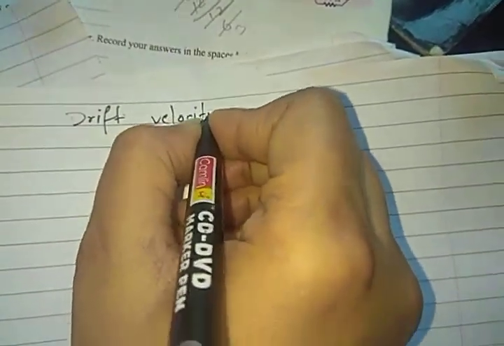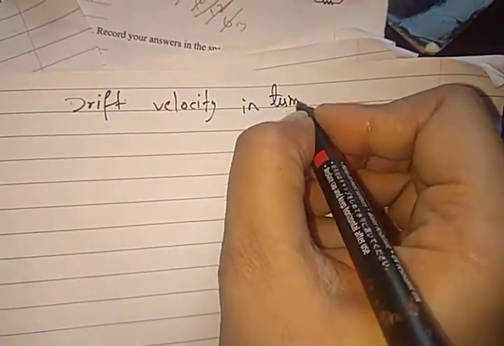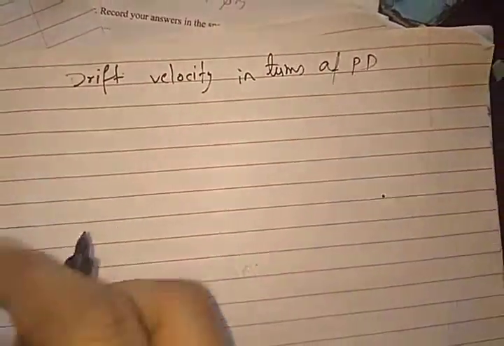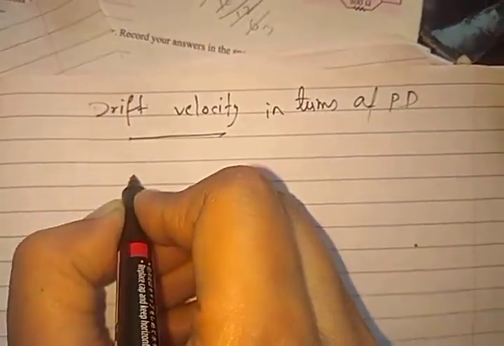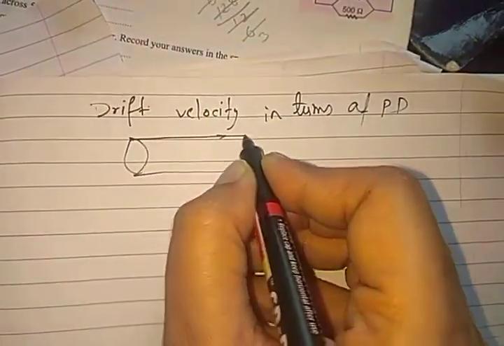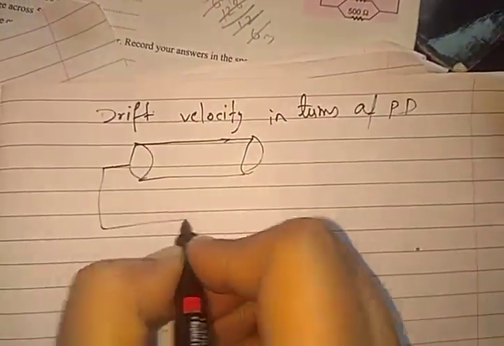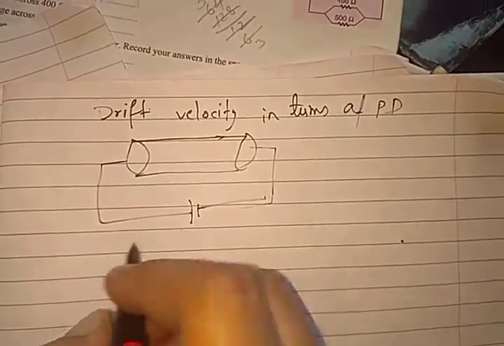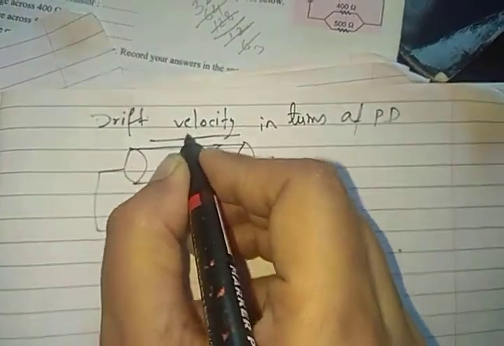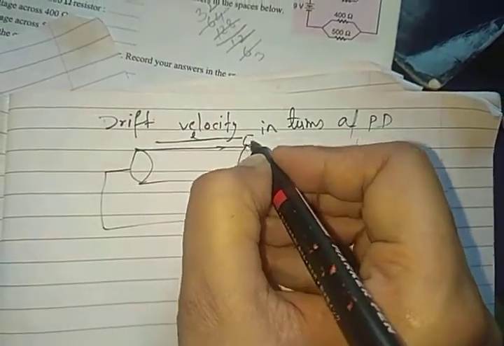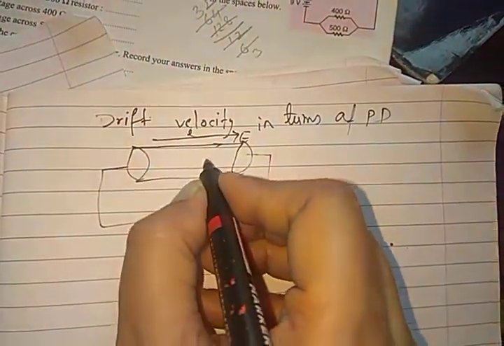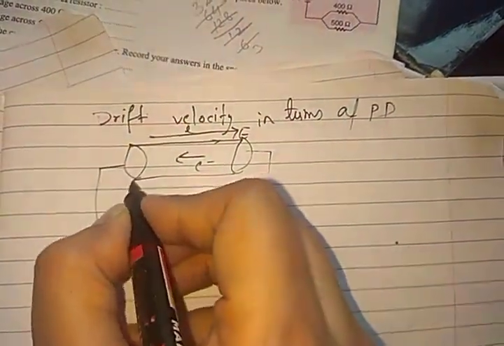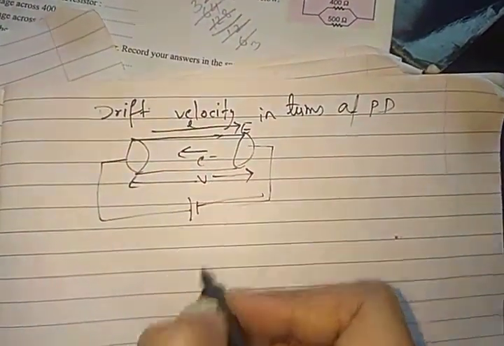Now we will be finding the drift velocity in terms of potential difference. If a question comes, derive the expression for drift velocity in terms of potential difference. There we had not applied any battery. Now we have applied a battery here. L is the length of the conductor, and the electric field is given in this direction. The electron will move opposite to the direction of the electric field with the drift velocity V.